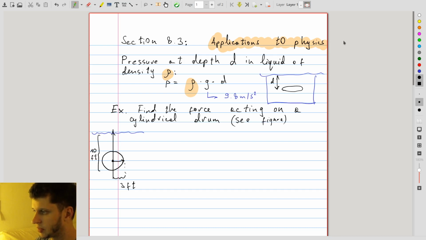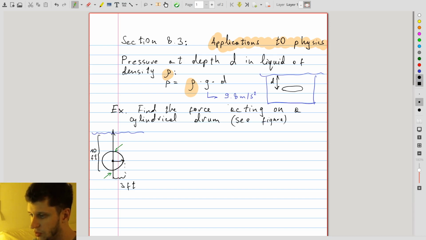How do we proceed? Well, the idea is the following. If you think about this drum, the disc is oriented vertically in our liquid, and because of the change in depth, pressure is different at the topmost point of the drum and at the bottom, at the highest and the lowest points of the drum. The pressure differs, because the depth is different, and so is the pressure.